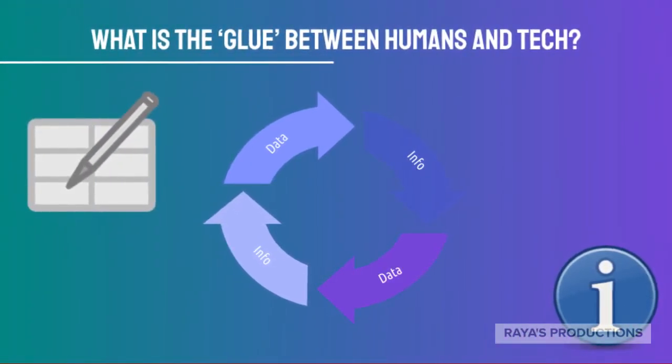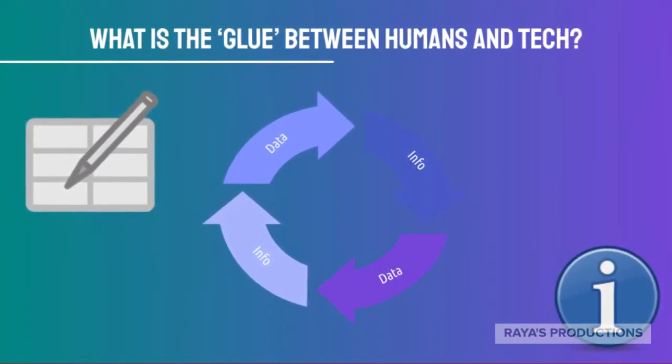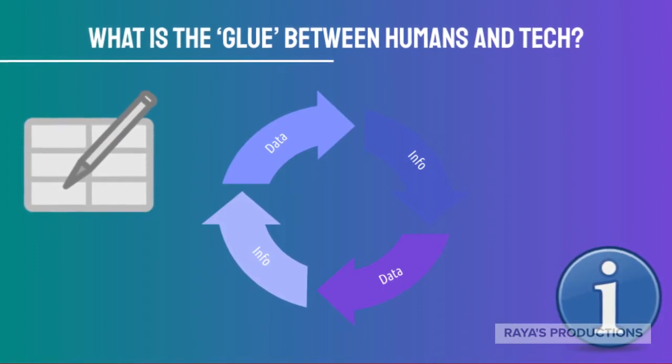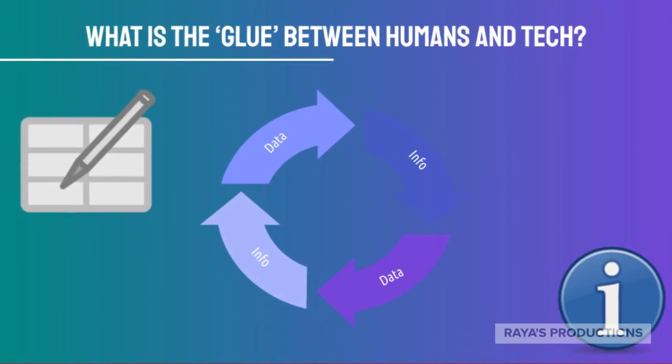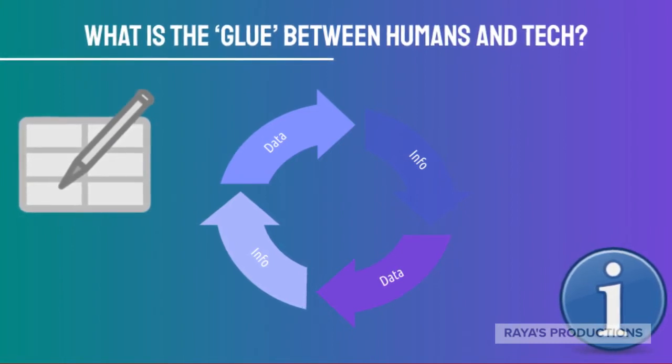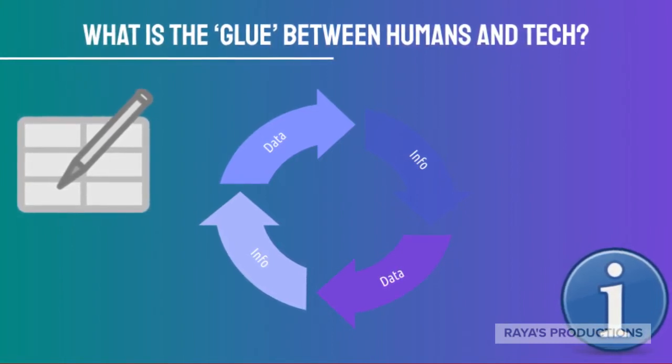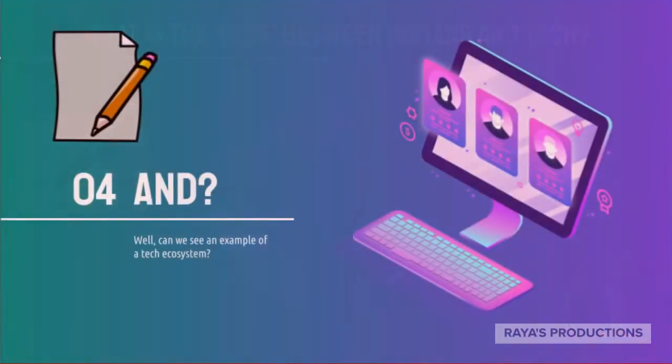Humans want information. We want to know how to boil an egg, or we want to know what our friends wore last night. Technology wants data. Data improves their algorithms. In order to get information, you give data. In order to get data, you must give information. The cycle continues on and on.